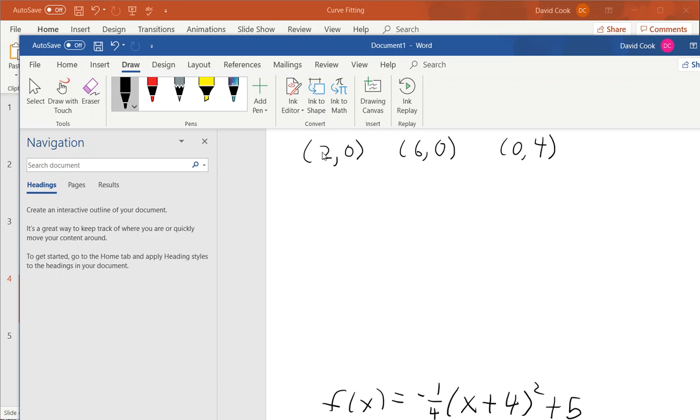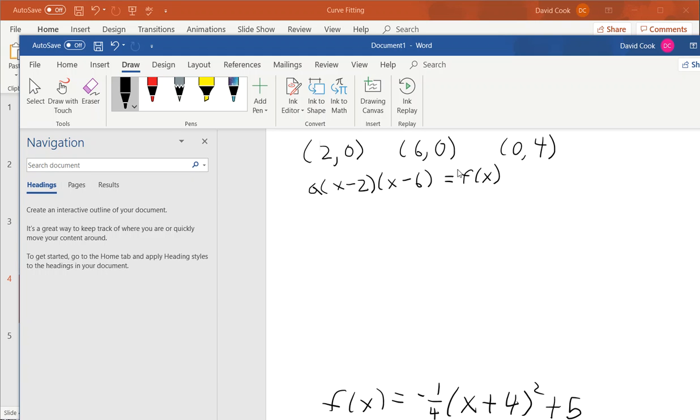I can use these 2 points to find the equation. In other words, what I'm telling you is that (x minus 2) times (x minus 6) is going to equal this function, and I have to add an a value here, by the way, because I don't know what the a is. This is going to equal my unknown function.